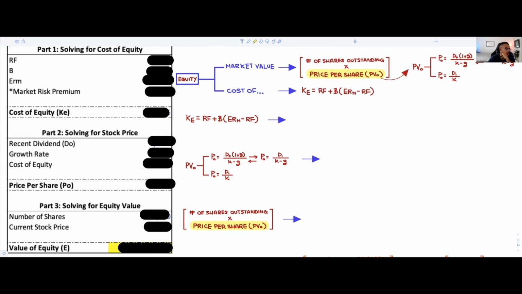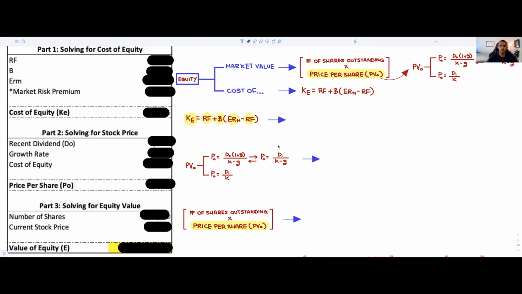Cool. It's not as pretty, but we got what we need. So what's awesome here is we're going to start with finding our cost of equity, our KE. It's going to be part 1 here. What's awesome with our KE is that we literally already know what our risk-free rate is. We already know what our beta is, and we already know what our ERM is. So with that, we're going to be able to solve for KE, and we're going to do that together.